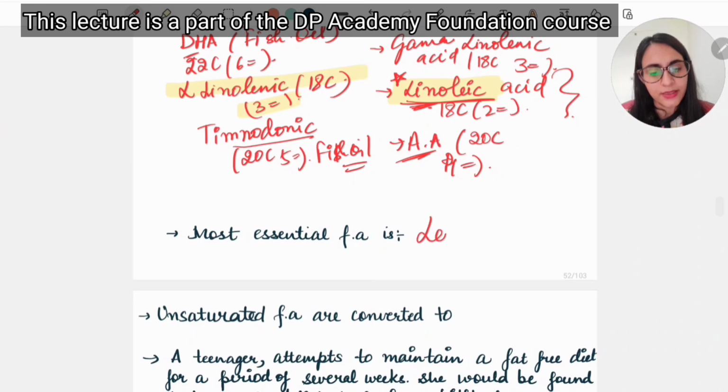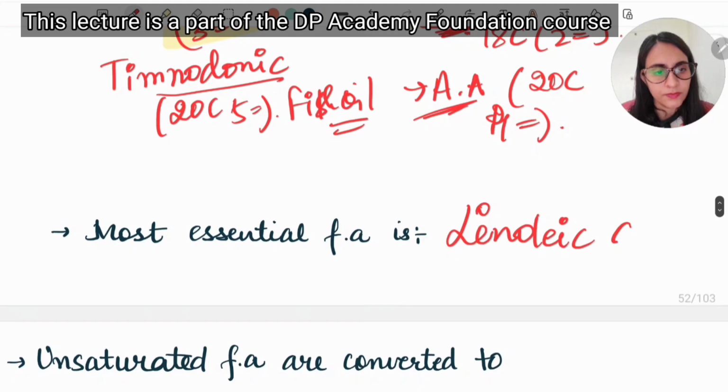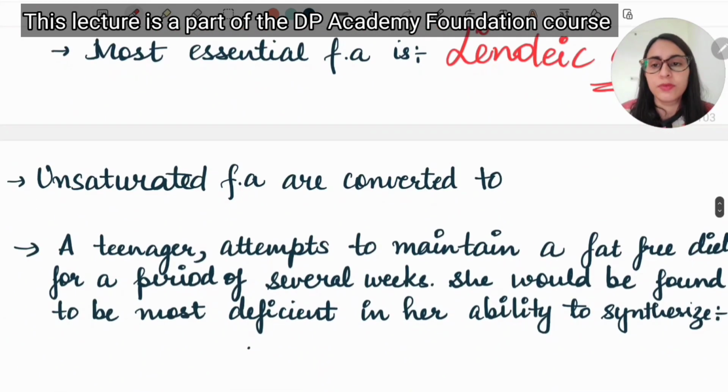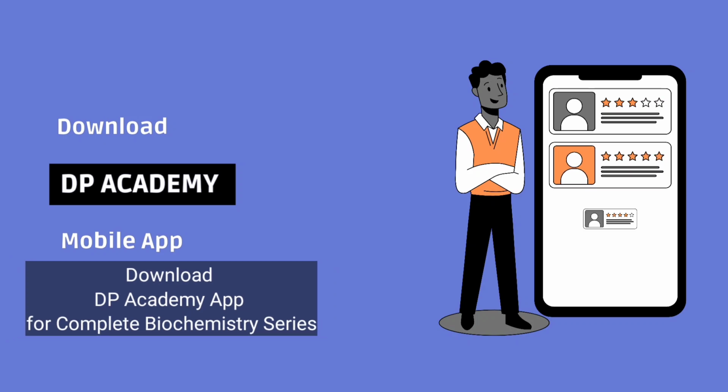So the most essential fatty acid is linoleic acid. Linoleic acid, it is in safflower oil, 18 carbon compound, 2 double bonds.